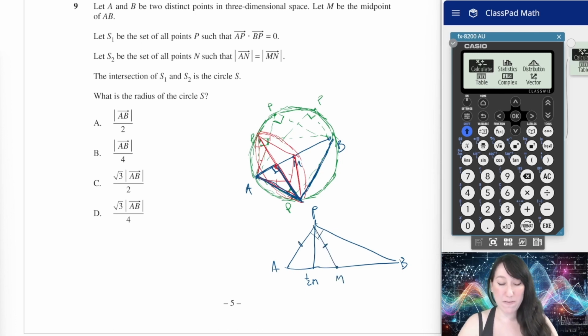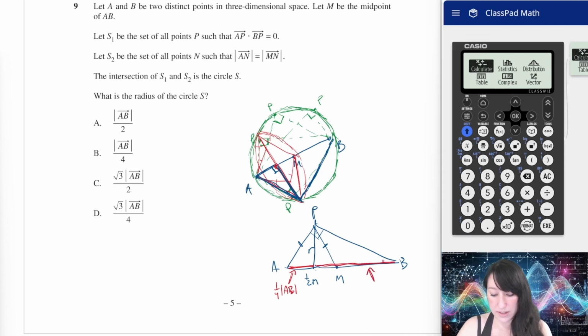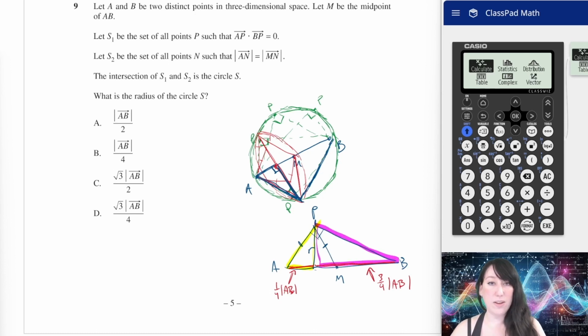And once again, we want to find this length here. So this length here is 1/4 of the length from A to B, since it's halfway between the midpoint and A. We also then have that this length here is 3/4 of the length of AB. Now, you may notice that we have some similar triangles here. This triangle here is similar to this triangle here, since their angles are the same. So we can set up some ratios to solve for R.